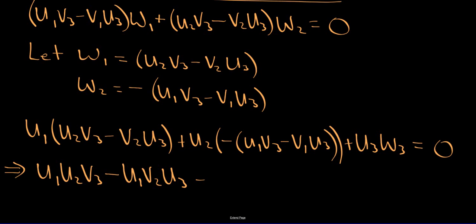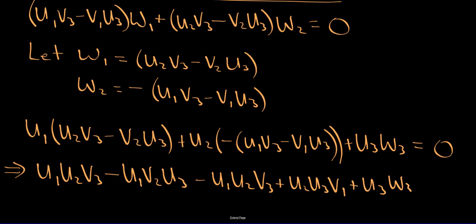I'm going to get a minus U1 U2 V3. That's a minus. This is going to be a plus U2 U3 V1. I think I successfully got past this treacherous area, because this minus makes a plus over here. Plus U3 W3 equals 0.